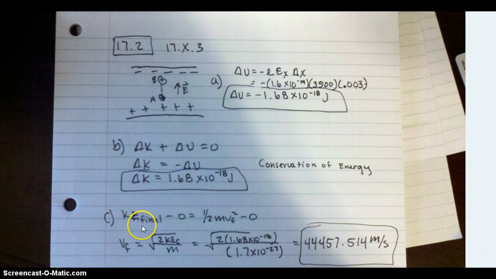Lastly, kinetic energy final minus 0 equals 1/2. I'm solving for the velocity at the ending point at B. Kinetic energy final minus 0 equals 1/2 m v squared minus 0. v_f equals the square root of 2KE over m, and you just come from there to there. You plug and chug. We got this from right here. And here's your answer. Thank you.